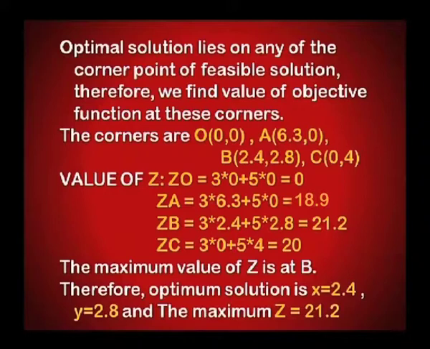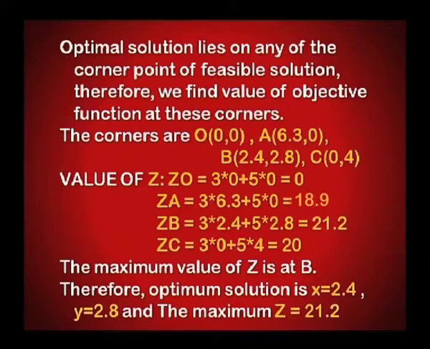The corners are O (0, 0), A (6.3, 0), B (2.4, 2.8), C (0, 4). The values of the objective function z at these points are: z at O is 3 × 0 + 5 × 0, that is 0. z at A is 3 × 6.3 + 5 × 0. z at B is 3 × 2.4 + 5 × 2.8, that is 21.2. z at C is 3 × 0 + 5 × 4, that is 20.